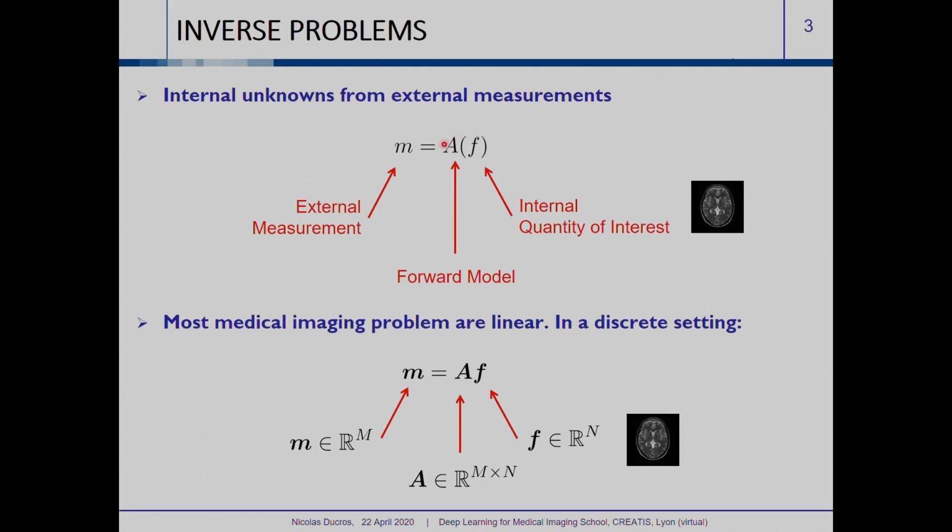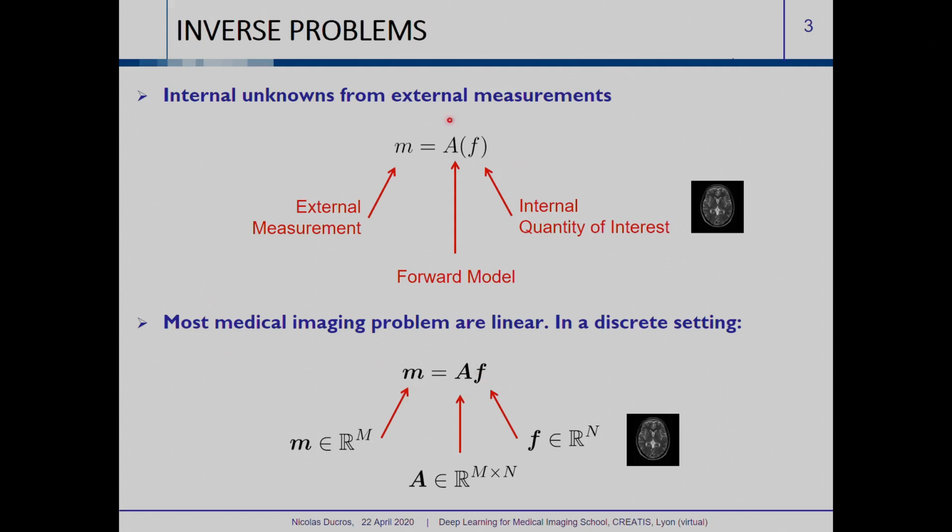Here A is the so-called forward model, so it links the quantity of interest f, internal, to the external measurements. So this one basically tells you about the physics of the image acquisition process. If we go back to computerized tomography, it tells you about how the X-ray photons and the sample interact, maybe through the photoelectric effect or scattering effect, and also it tells you about the measurement device itself.